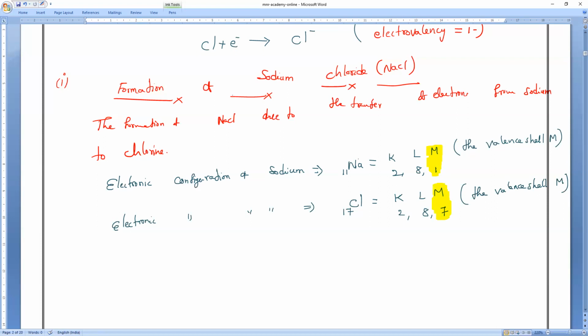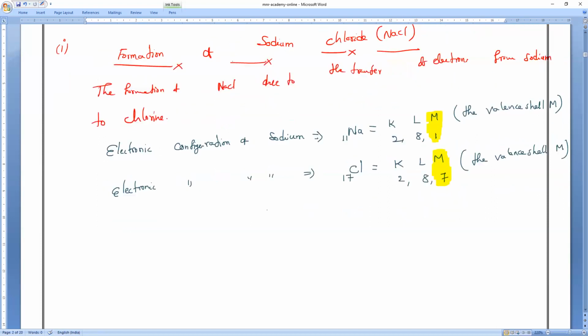Now on the basis of electronic configuration, we come to know that sodium atom will lose how many electrons? Everybody, on the basis of electronic configuration, sodium will lose how many electrons? 1 electron. And chlorine can gain how many electrons? 1 electron. So sodium will lose 1 electron and chlorine will accept 1 electron. Keep it in mind.